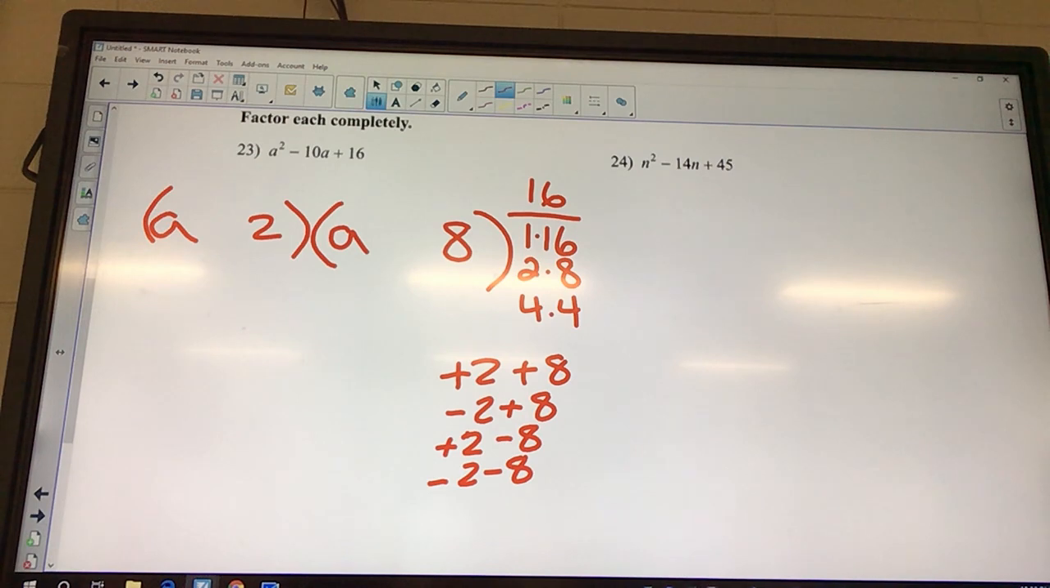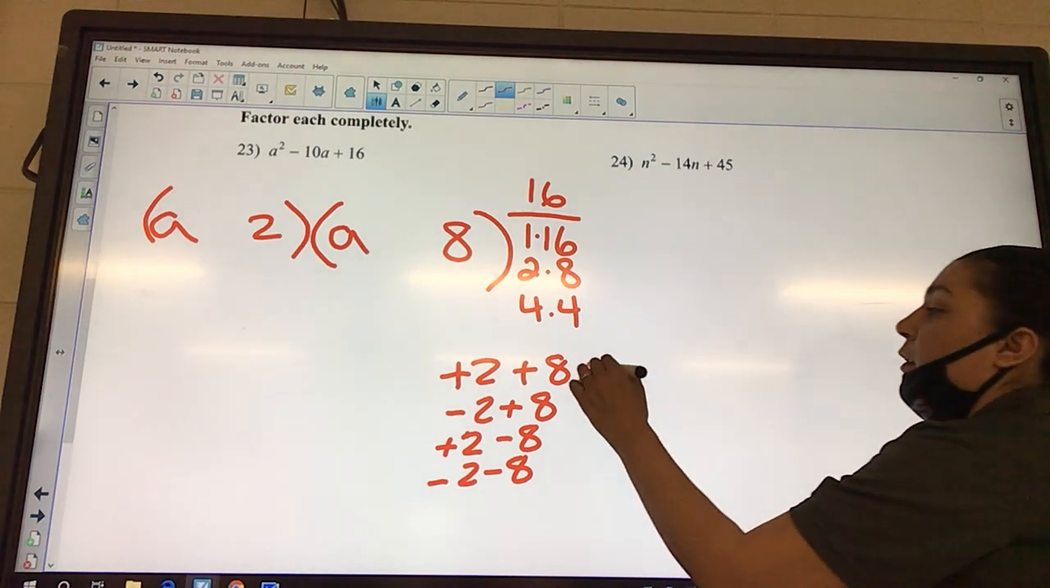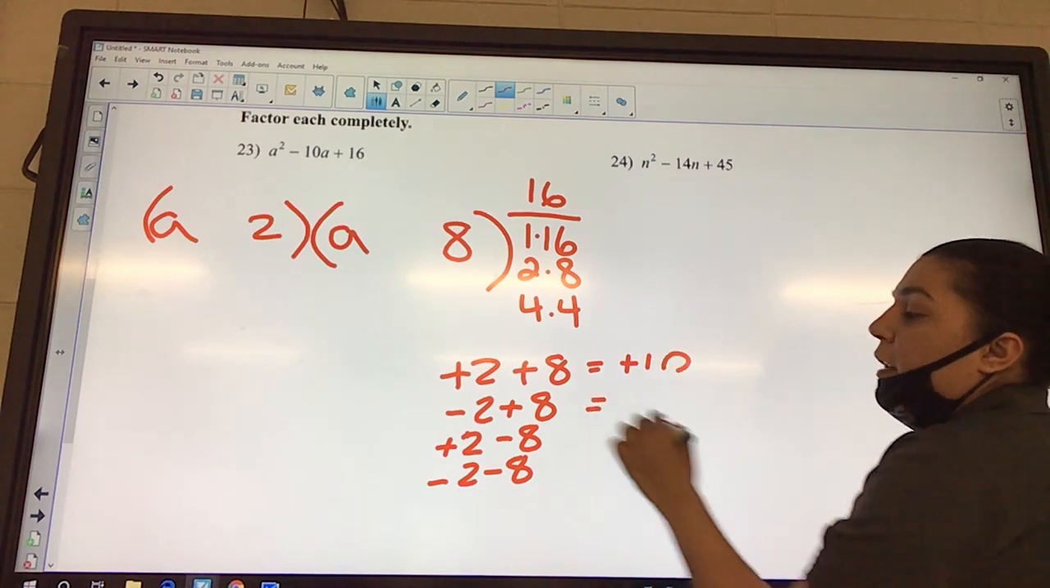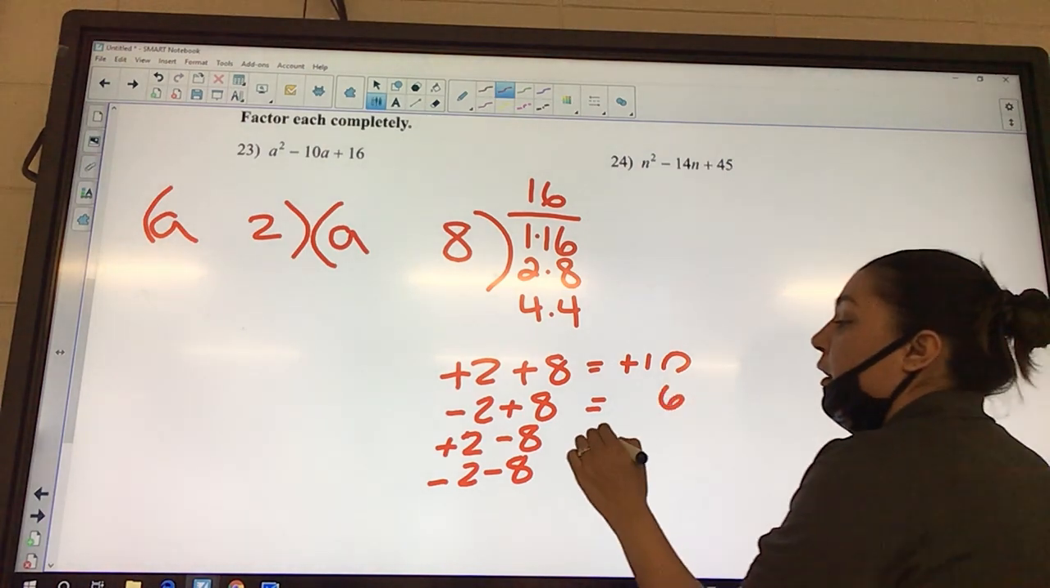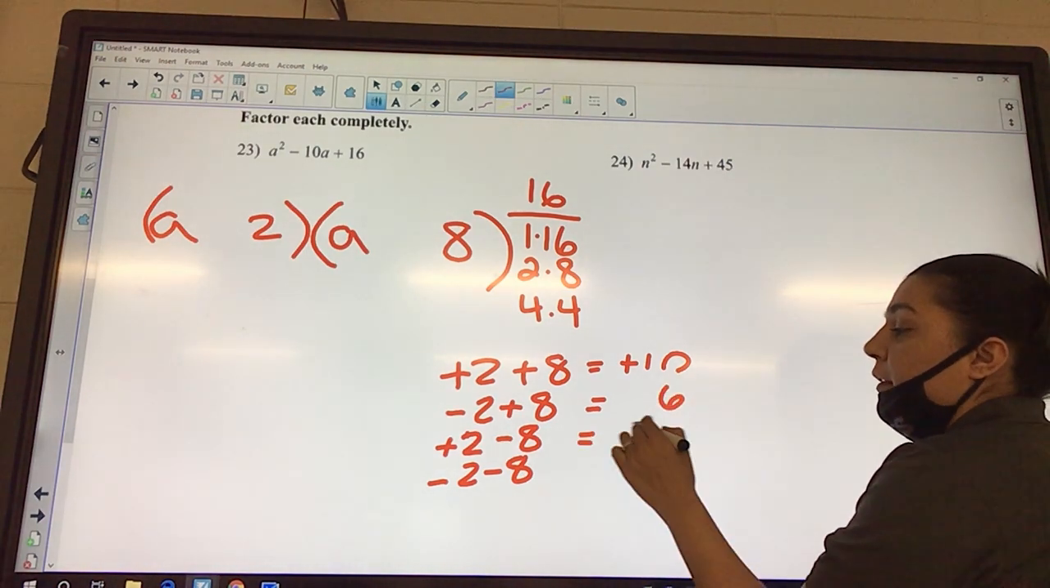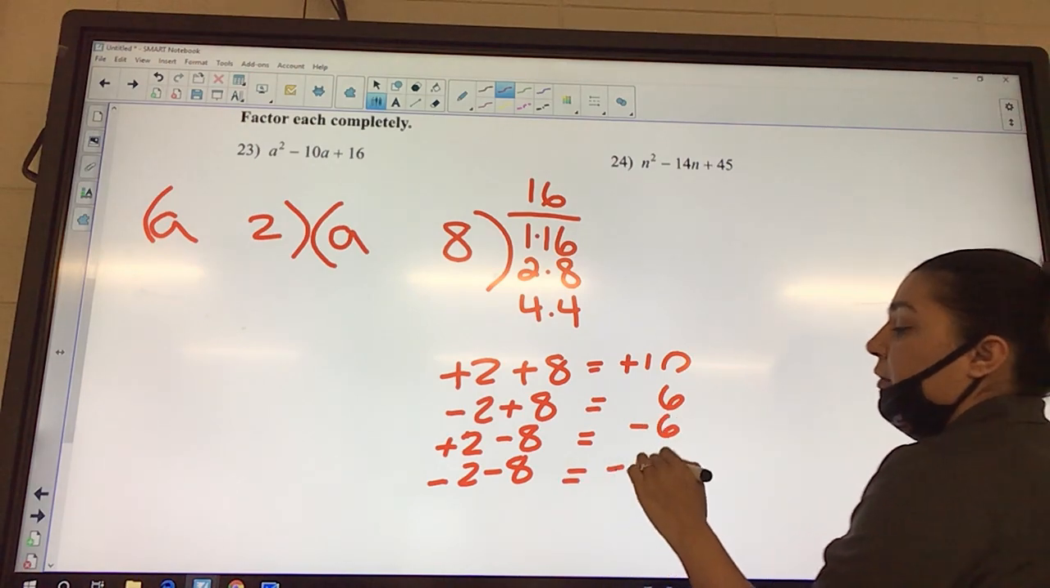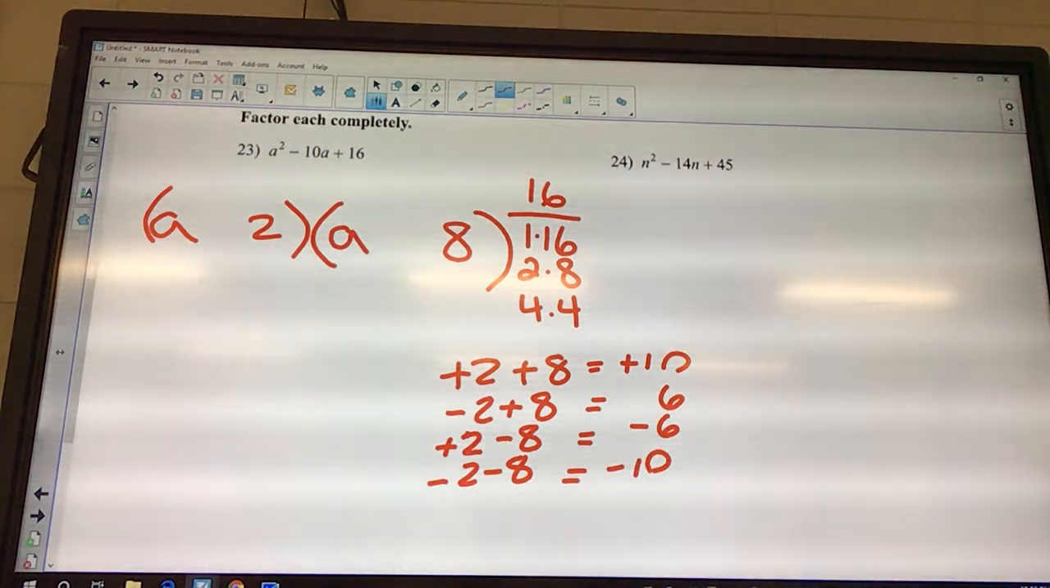Correct. What is plus 2 plus 8? Plus 8 is 10. Yeah, it's going to be a plus 10. Negative 2 plus 8 is positive 6. Positive 2, negative 8 is negative 6. Negative 10. Okay, you've got to run through it on the calculator.